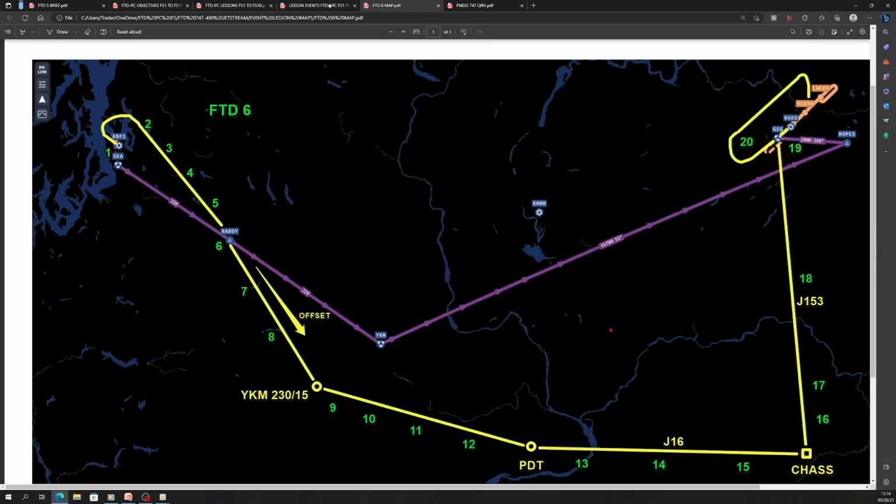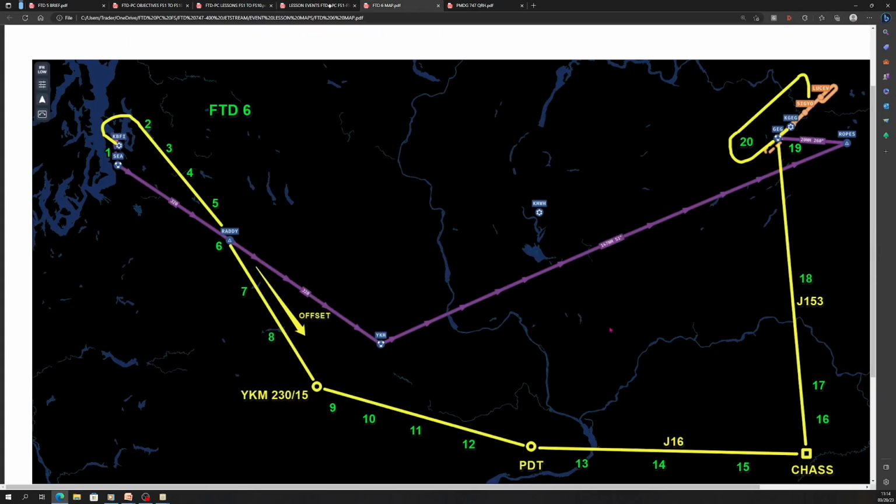And then this is what it looks like on the map. We'll come out on the needle 1 departure. We'll be cleared direct to RADI at some point. And then, of course, the magenta line is our planned routing. The yellow line is what we actually do. And so you can see after RADI, we're going to go to that place bearing distance, the Yakima 23015 DME fix. And then after that, it'll probably be direct Pendleton, Papa Delta Tango.